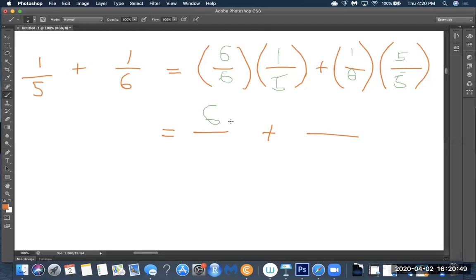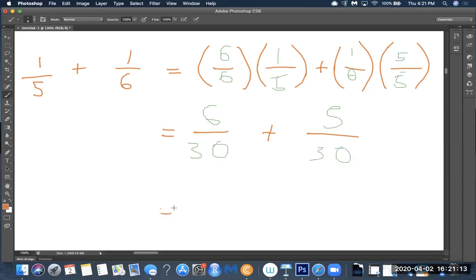What am I going to write on the bottom space? 6 times 5. What's 6 times 5? 30. Write it down. Excellent. And then what am I going to write on the top of these two multiplications? Very good. And on the bottom, perfect.